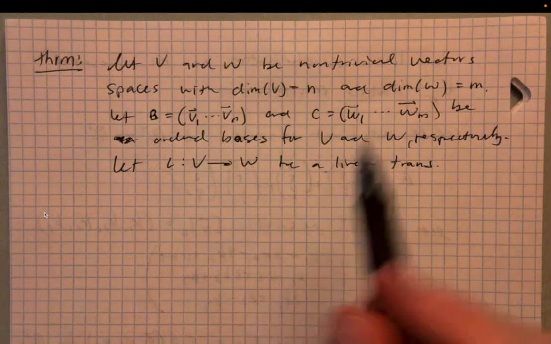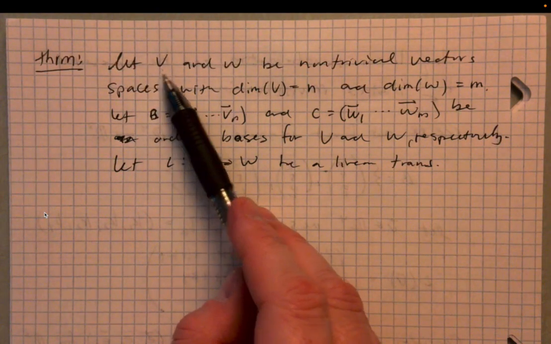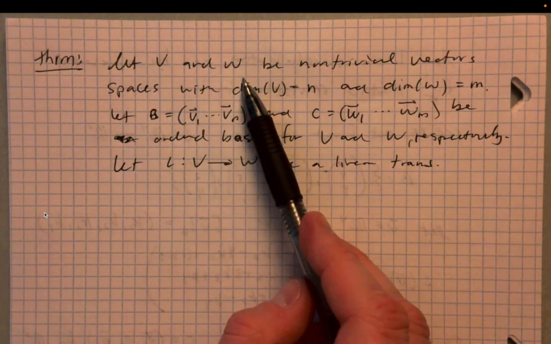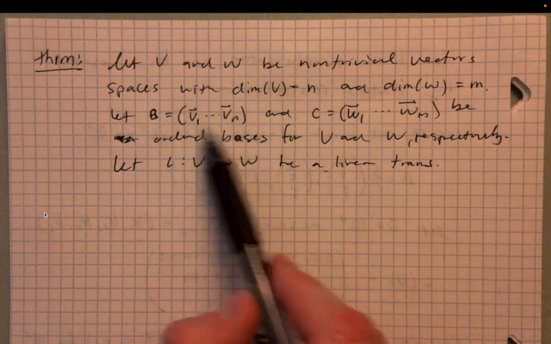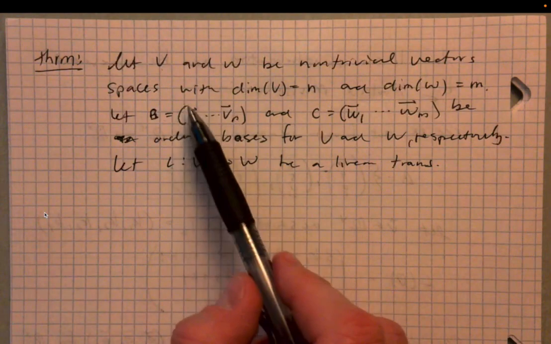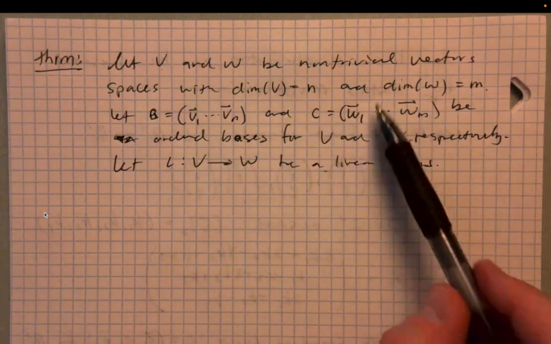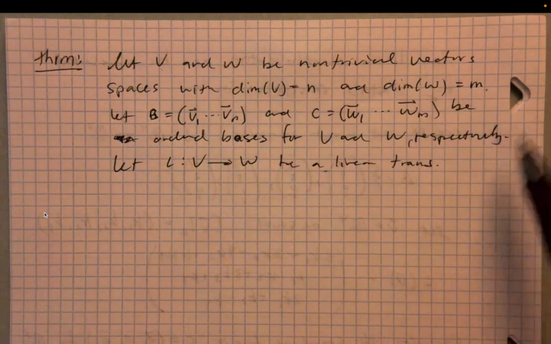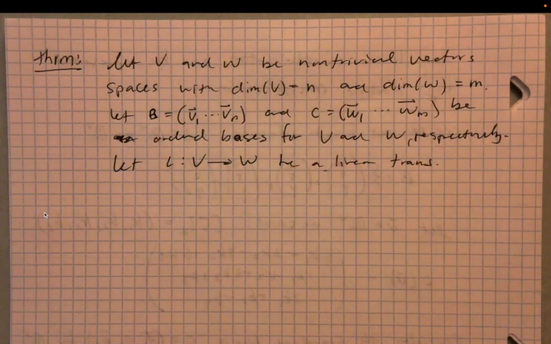So this is the setup, right? Let's make sure we're clear here. V and W are vector spaces. V has dimension n, W has dimension m. We're going to let B be the n-element ordered basis for V, and we're going to let C be the m-element ordered basis for W. L is a linear transformation from V to W.